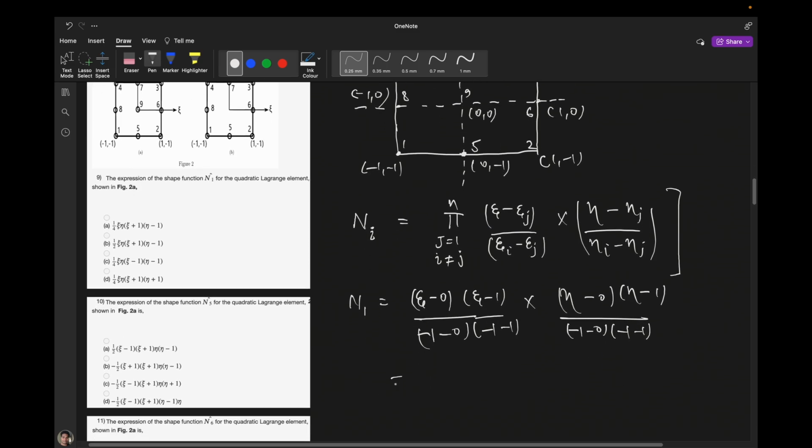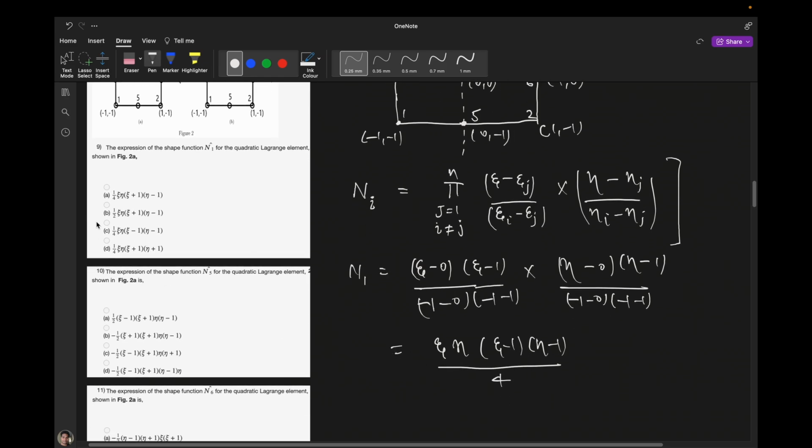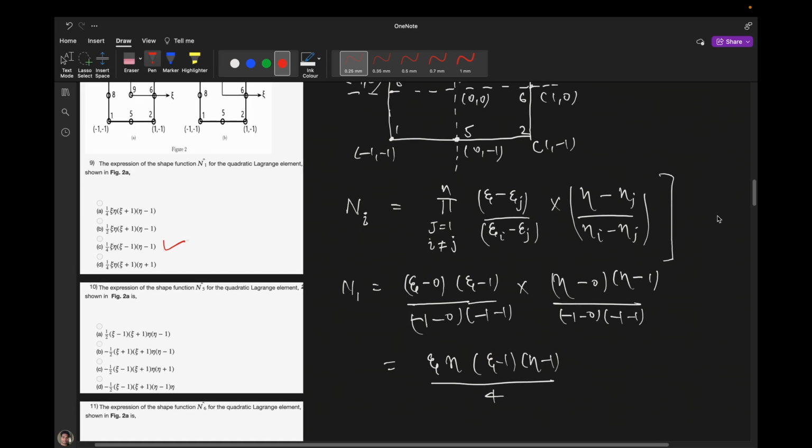So it will be xi eta minus 1, xi minus 1 eta minus 1 divided by, this will be 2 and this will be also 2, so that will be 4. So what will be the correct answer? That will be 1 by 4. This will be the correct answer. So we can directly get the shape function by using this formula.